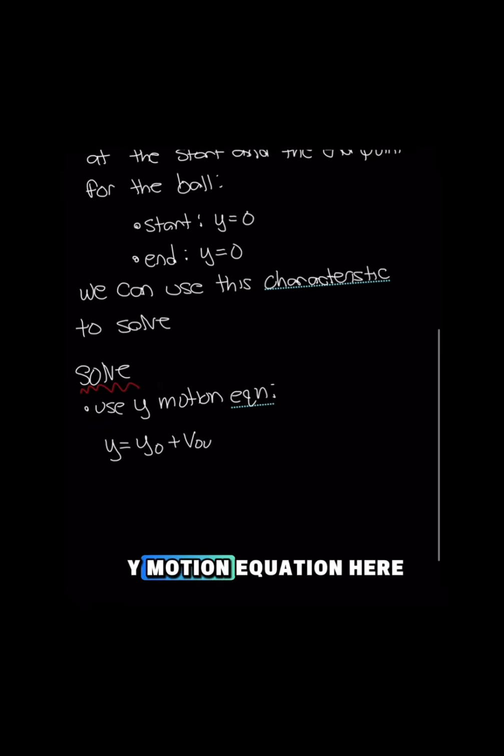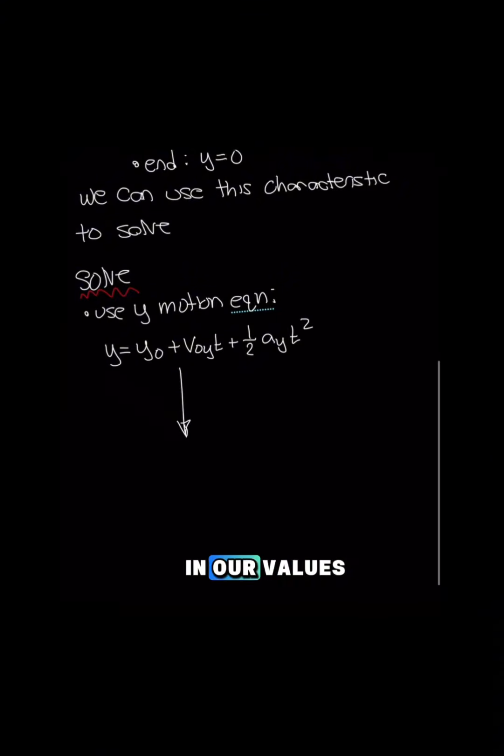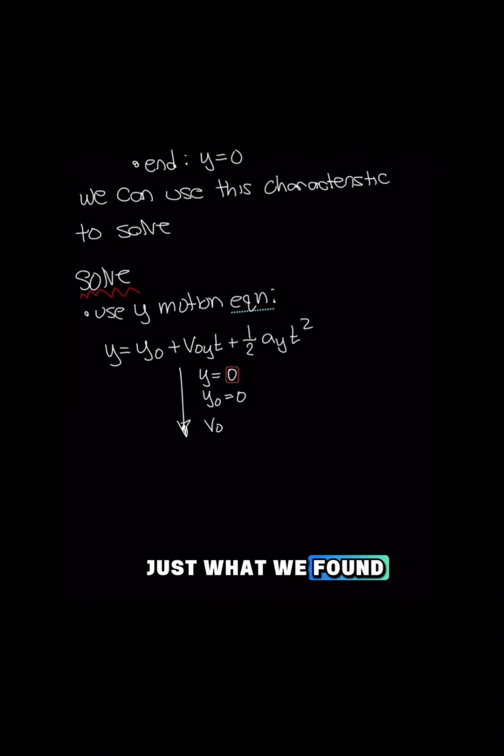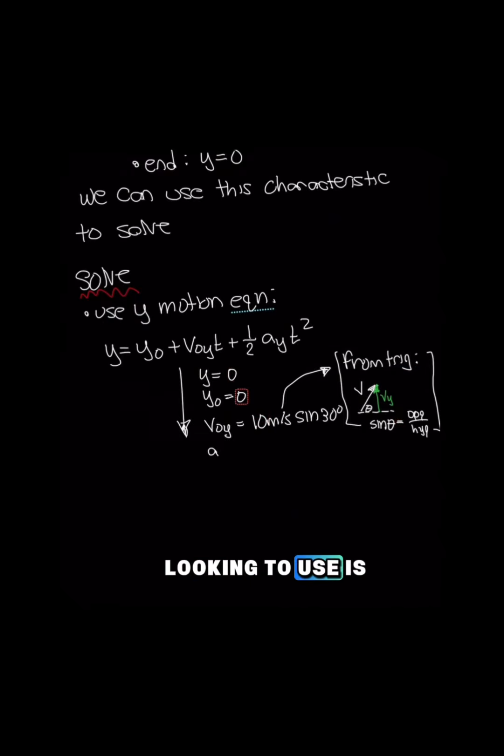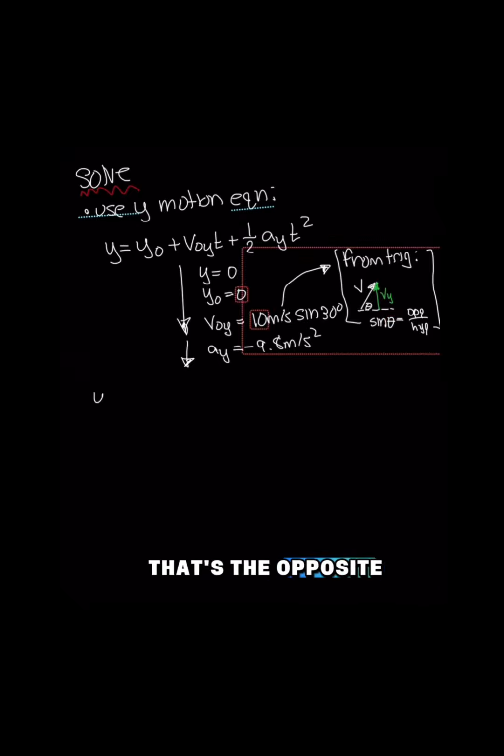If we use the Y motion equation here, and then we plug in our values, we plug in Y equals 0 and Y initial is also equal to 0, just like we found. Plug in our initial velocity equal to 10 meters per second sine 30, and it's sine 30 because if you remember from trig, sine theta is equal to opposite over hypotenuse. If you look at the triangle here, and the vector we're looking to use is Vy, so if you look at the diagram, that's the opposite vector.